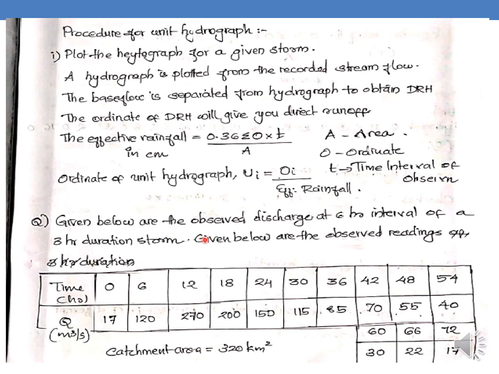Given below are the observed discharges at 6-hour intervals of a 3-hour storm. Given below are the observed readings. Find out the unit hydrograph. Here you can see 0, 6, 12, 18, 24, 30, 36, 42, 48, 54, 60, 66, 72 are the timings for the observation, and these are the hydrograph values that were observed. You can see the starting reading is 17 and the ending reading is 17. So the base flow will be 17.